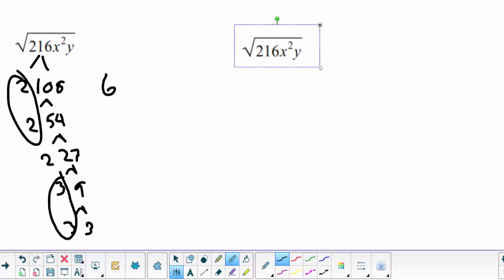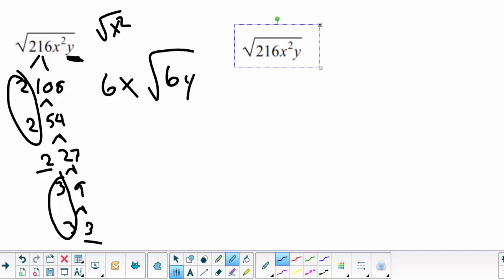on the outside. Now we have the square root of x squared. Since there are 2 x's, we can pull 1 x out. And since there's only 1 y, we can't do anything with that. And we still have these other 2 numbers down here that we did not have pairs for. So it would be 6x times radical 6y, sorry.